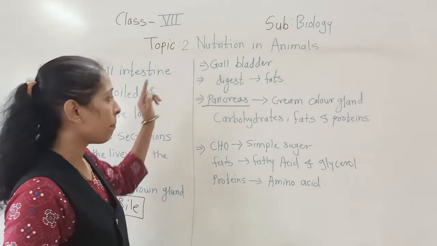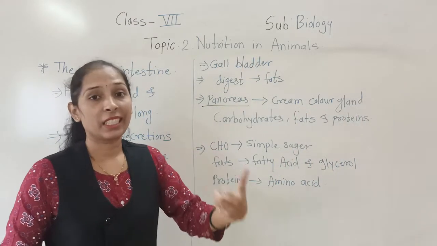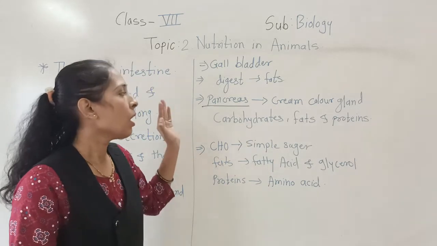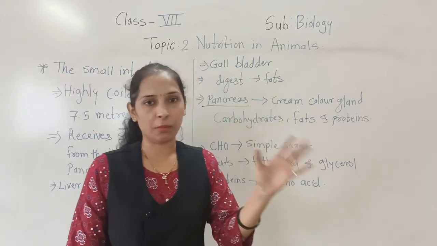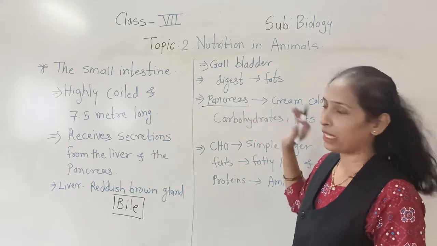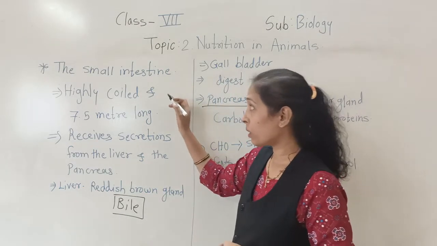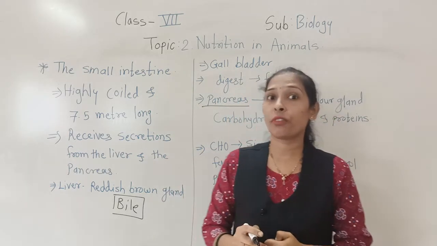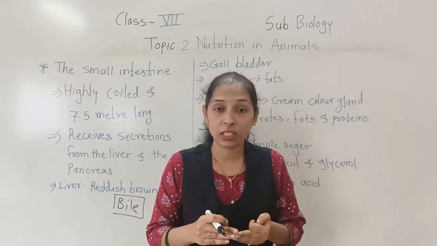So what I can say is that the pancreas is a cream color gland which is situated below the stomach. It secretes the pancreatic juice, and that pancreatic juice helps to convert the carbohydrates, fats and proteins into simpler substances. Okay, so this is all about the liver and pancreas. After that, what happens? As we know, the small intestine receives the secretion from the liver and the pancreas. But we have also said that the inner lining of the small intestine also secretes some digestive juices.